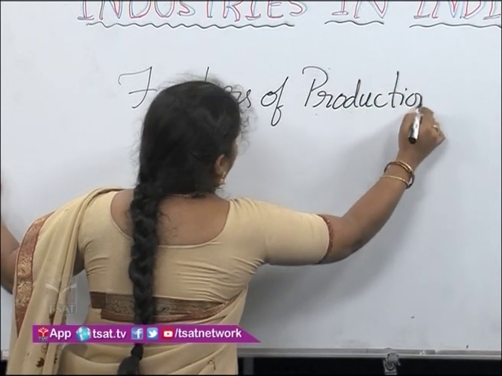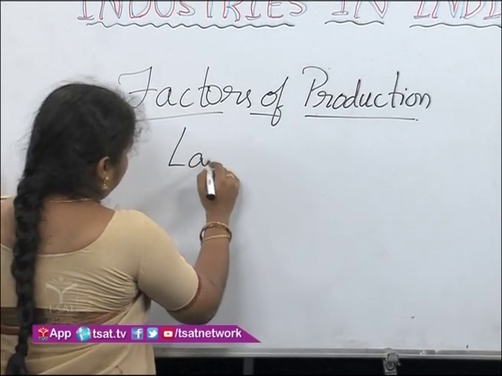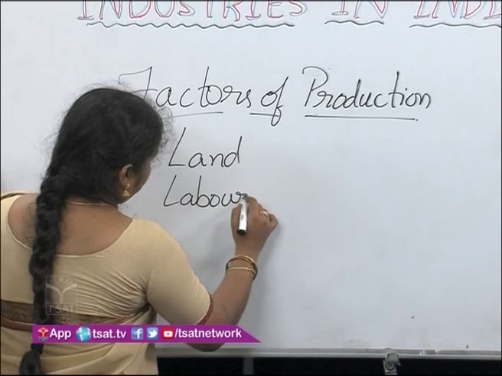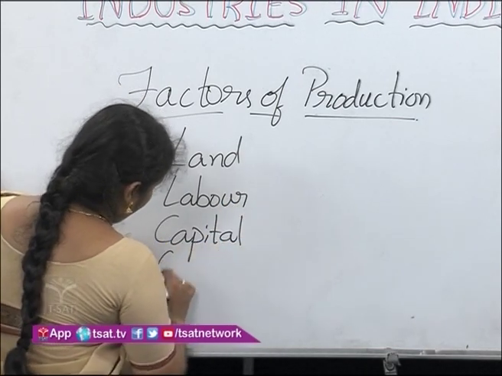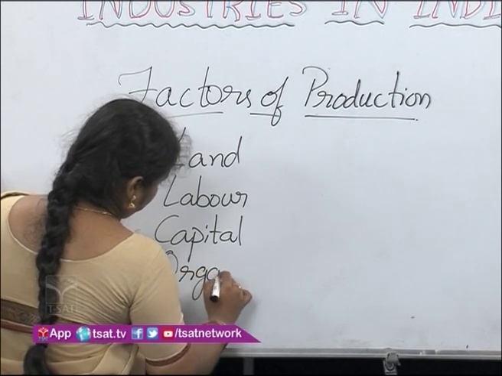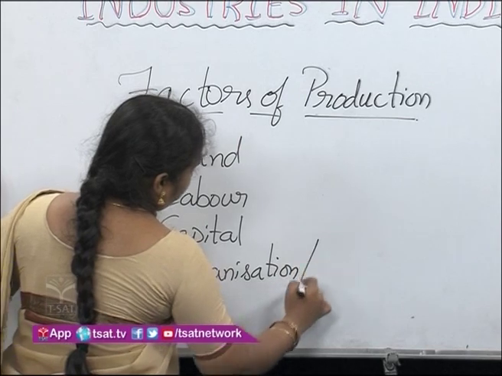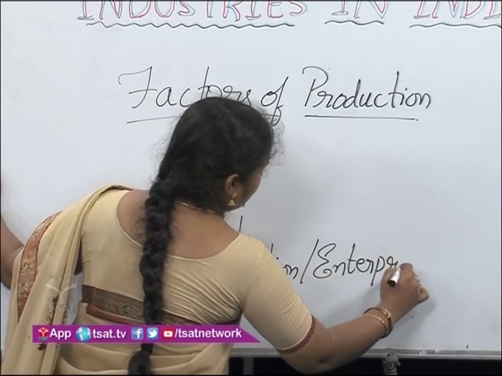There are 4 major factors of production. They are land, labor, capital, and organization. Organization is also sometimes called enterprise. These are the 4 major factors of production.